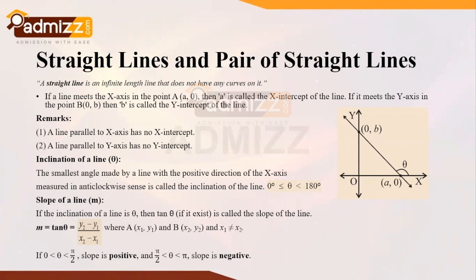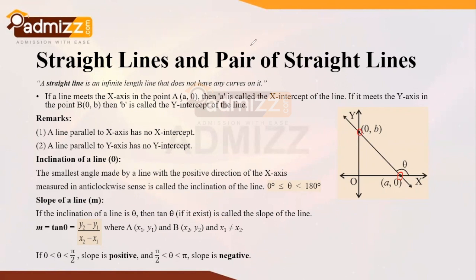The first and foremost part of straight lines and pair of straight lines is to define a straight line. It is very easy to define: it is an infinite length line that does not have any curves on it. If a line meets the x-axis at the point (a, 0), then a is called the x-intercept, as you can find here on the screen. And if it meets the y-axis at the point (0, b), then b is called the y-intercept of the line.